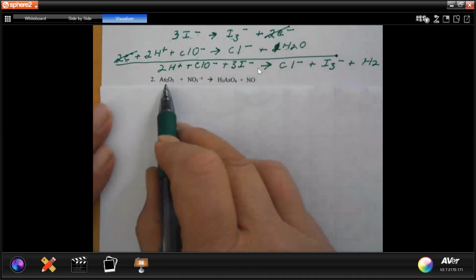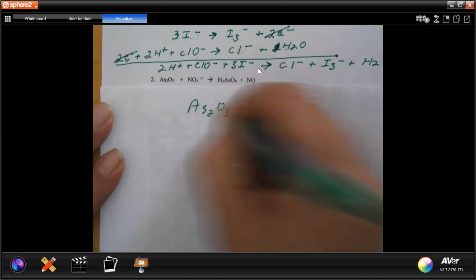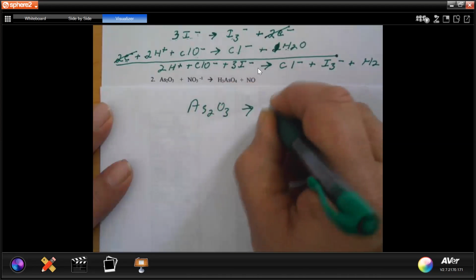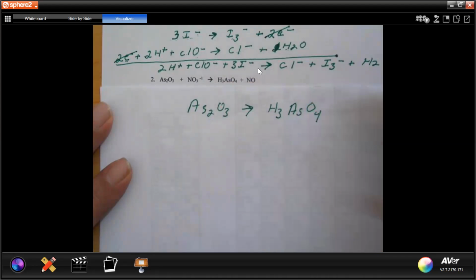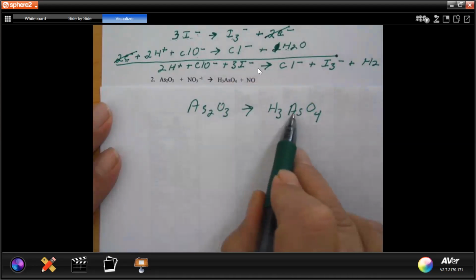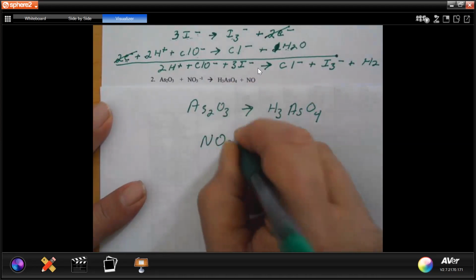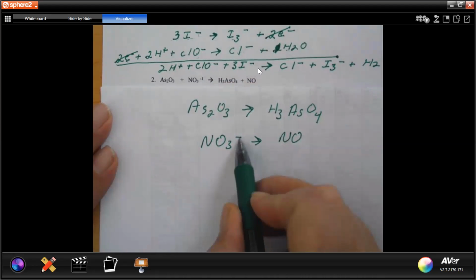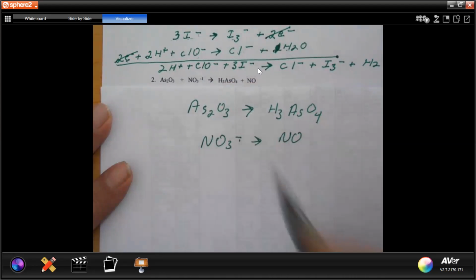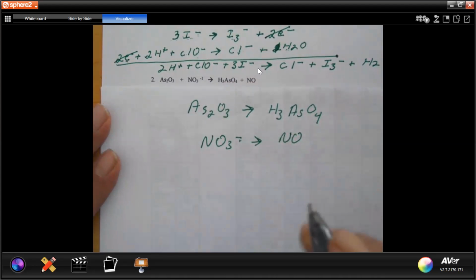So first of all, splitting it into 2 half reactions. I go As2O3 changes to H3AsO4. Those are the 2 things that have arsenic in them. The other 2 things have nitrogen, so I'm going to go NO3- goes to NO. Make sure that you put the charges on these too. The charges are important when we are balancing for charge with electrons. All right, so those are my 2 half reactions.